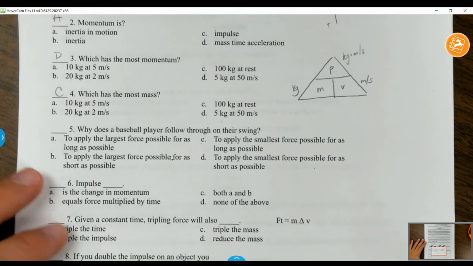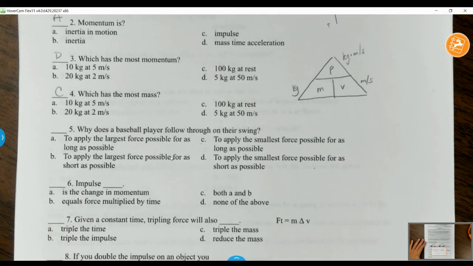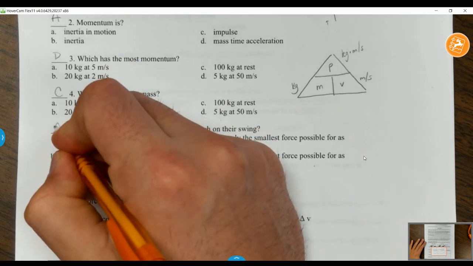Now, why does a baseball player follow through on their swing? They want to change the momentum. The greater the change in momentum, the larger the impulse you have to apply. So you want to apply the largest force possible for as long as possible. You're looking here at letter A.